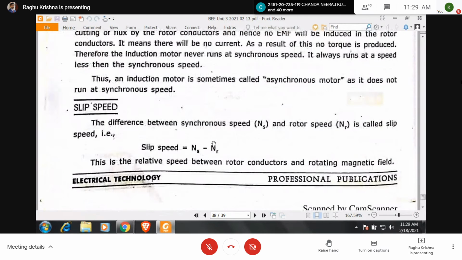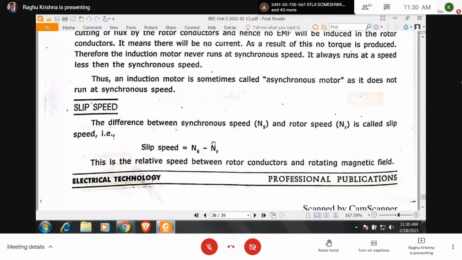Here there will always be a slip speed. If there is no slip speed, if the rotor rotates with speed equal to Ns, the rotor conductors will not cut the magnetic field and the induced EMF will be zero. So no current, no torque. If a rotor tries to reach synchronous speed, torque becomes zero.